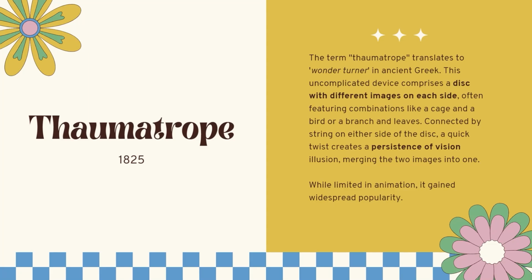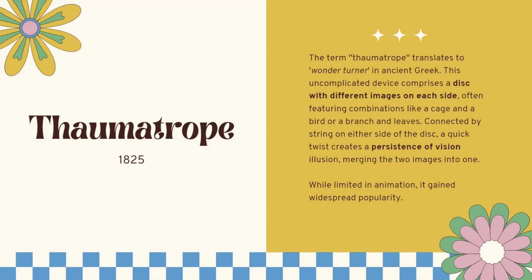On either side of this disc is a piece of string, and when the user twists the disc quickly between these two pieces of string, it creates an illusion that makes the two images appear as one. It's a very limited animation, but people loved it.